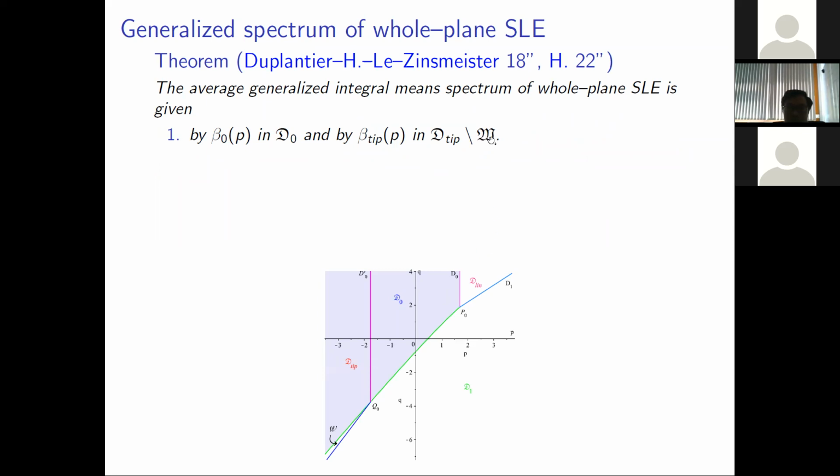Okay, we define W as the wall between the left branch of the green parabola and the cartic. So we have that in this zone, the beta tip is given by beta zero, and by beta on this zone. And we proved the conjecture for the D-linked domain.